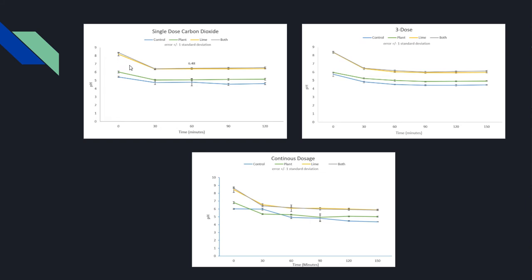Overall, there was a decline in pH with the addition of dry ice. During the first 30 minutes, all of the trials had a steep decrease in pH, except for the control in the continuous dosage experiment.